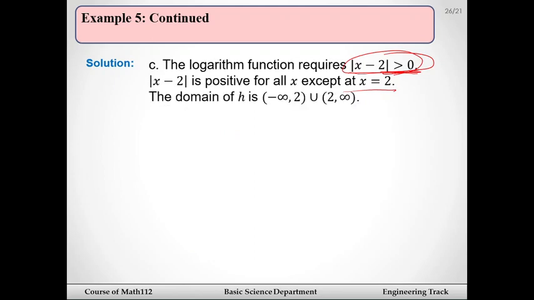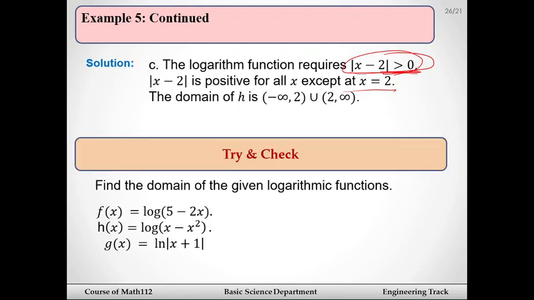So all real numbers except 2 can be written in this way. Now let's look at this try and check. We can follow the same path. We have a logarithm and we want to find the domain. So which values of x make this one bigger than 0.